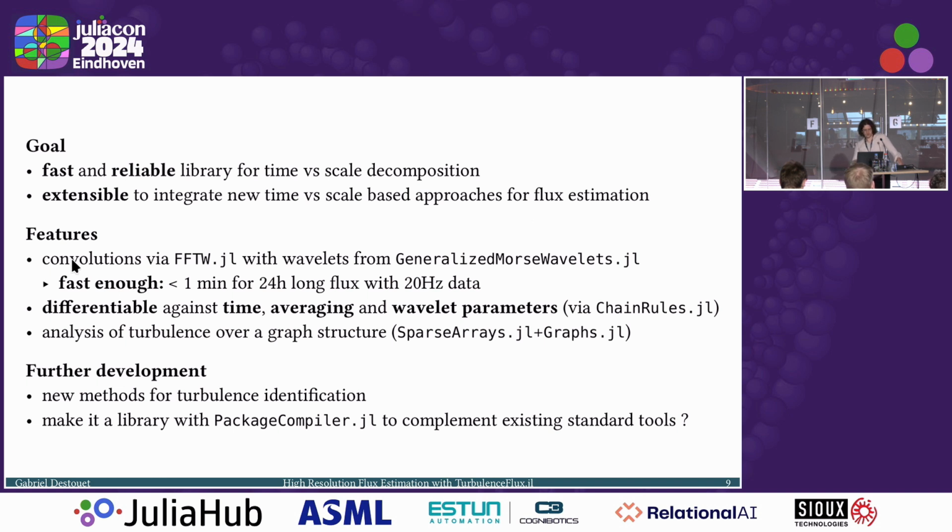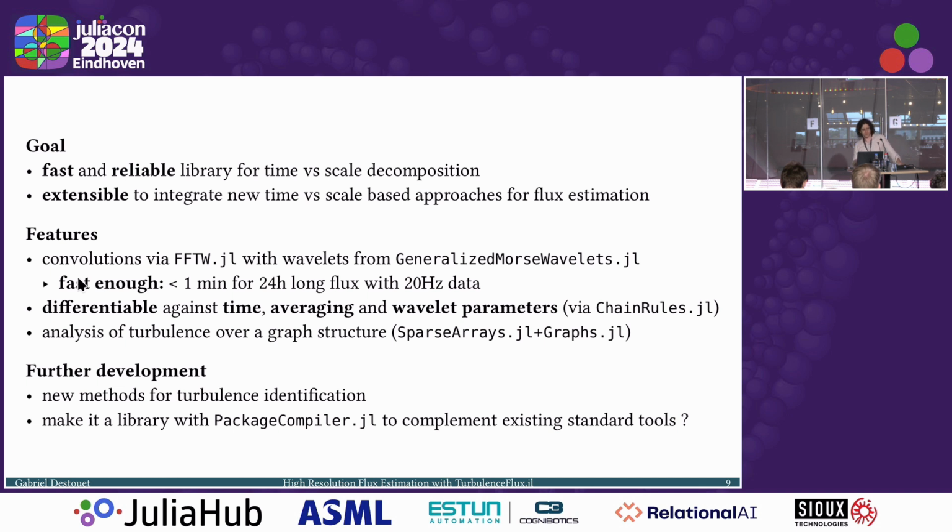So the features: it will probably change how we compute convolution, but for now we compute convolution by fast Fourier transform because we have very big signals, and the wavelets are generated from a generalized Morse wavelet package. I won't get into wavelets because it's not the purpose of the talk, but this package I developed is already released. And we get fast enough computation time, below 1 minute for 24 long fluxes with 20 Hz data. It represents approximately 2 million sample signals.